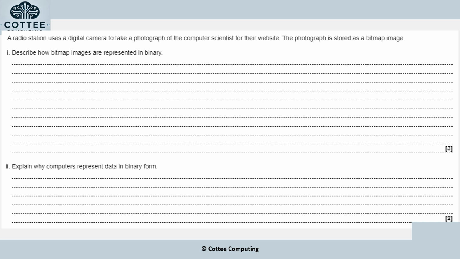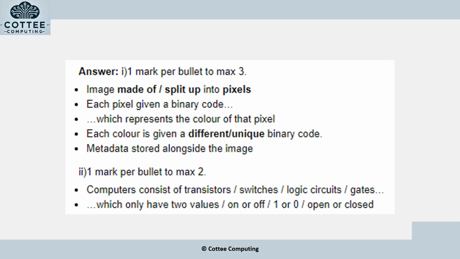Binary, a bitmap image, and the reason why computers need data binary. So it goes back to those bullet points that I looked at in the slides earlier. So it's made up of pixels. Each pixel has a binary number. Each binary number has a color, and essentially you can only have one color in each pixel. That will get you 4 marks out of the 3.